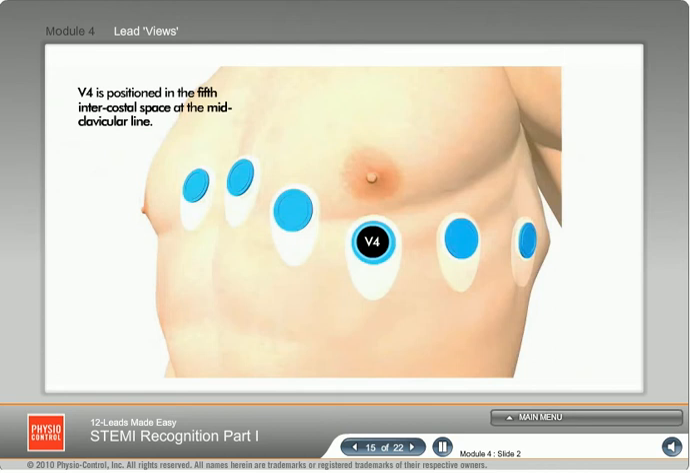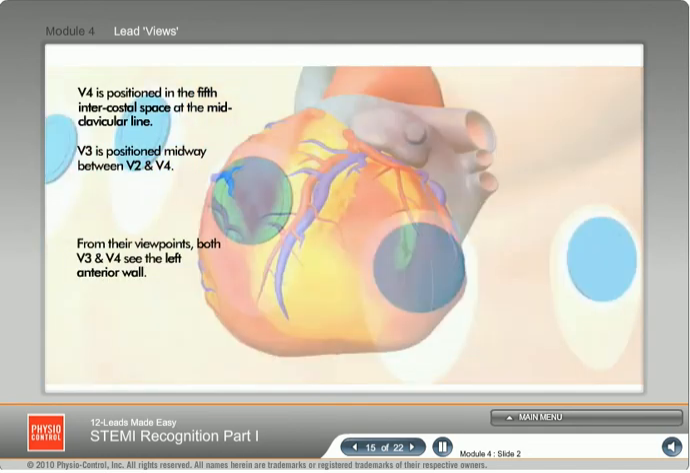V4 is positioned in the midclavicular line, fifth intercostal space. V3 is placed midway between V2 and V4. V3 and V4 view the anterior wall of the left ventricle.